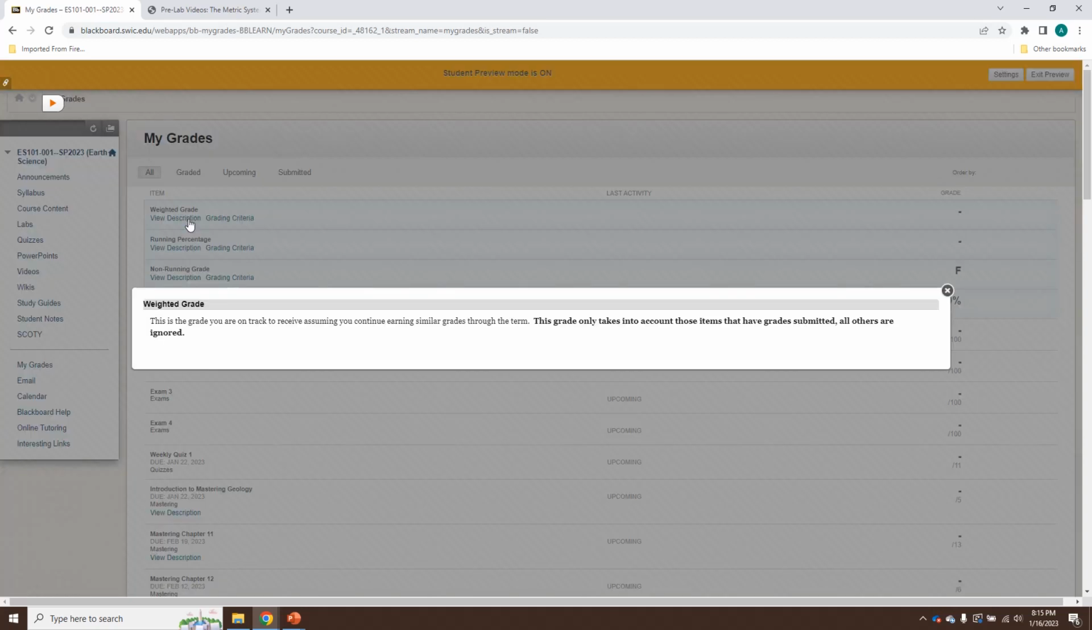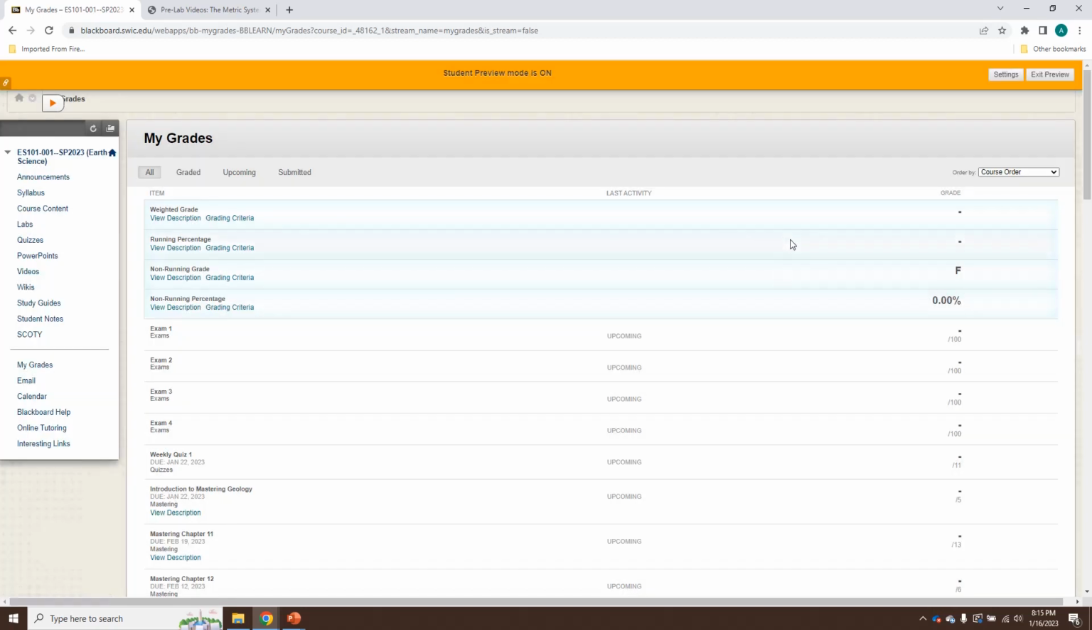This is the grade you are on track to receive, assuming you continue earning similar grades throughout the term. This grade only takes into account items that have grades submitted. All other items are ignored. So weighted grade will give you a letter grade, and running percentage will give you a percentage. This grade assumes you do similar work to what you've currently done. That's what you would be receiving. It's ignoring anything you haven't done yet.